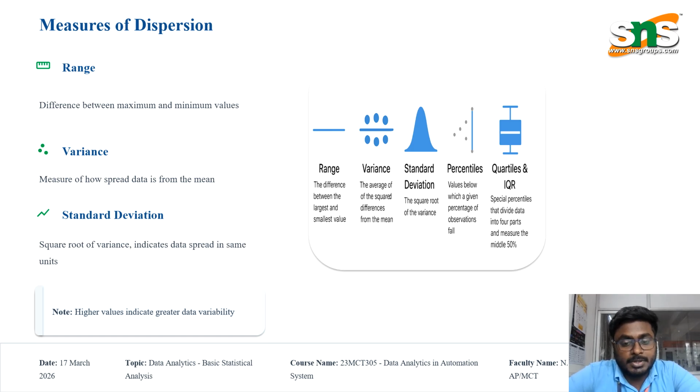That's where measures of dispersion come in. The simplest one is the range, maximum minus minimum. It is easy, but very sensitive to single bad readings. Better is the variance, the average squared distance of each point from the mean. The standard deviation is the square root of variance, in the same unit as the original data, so it is much easier to interpret.